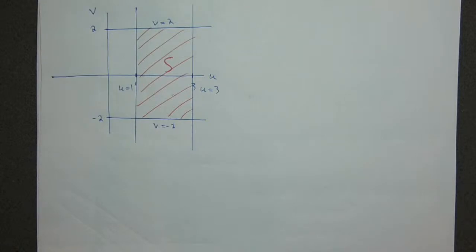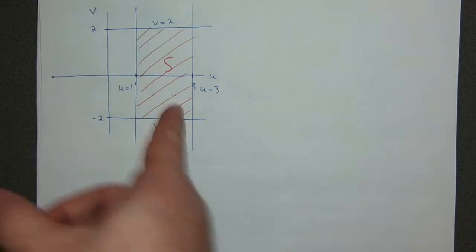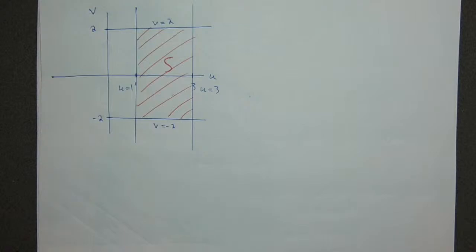Now, you might say, oh, great, right? We found the region in the UV plane that maps to R. So then we found our transformation T, and we're good to go, right? We see that this is a very easy rectangle. I can do this integral in one go. So we're good to go, right? What's the problem here?